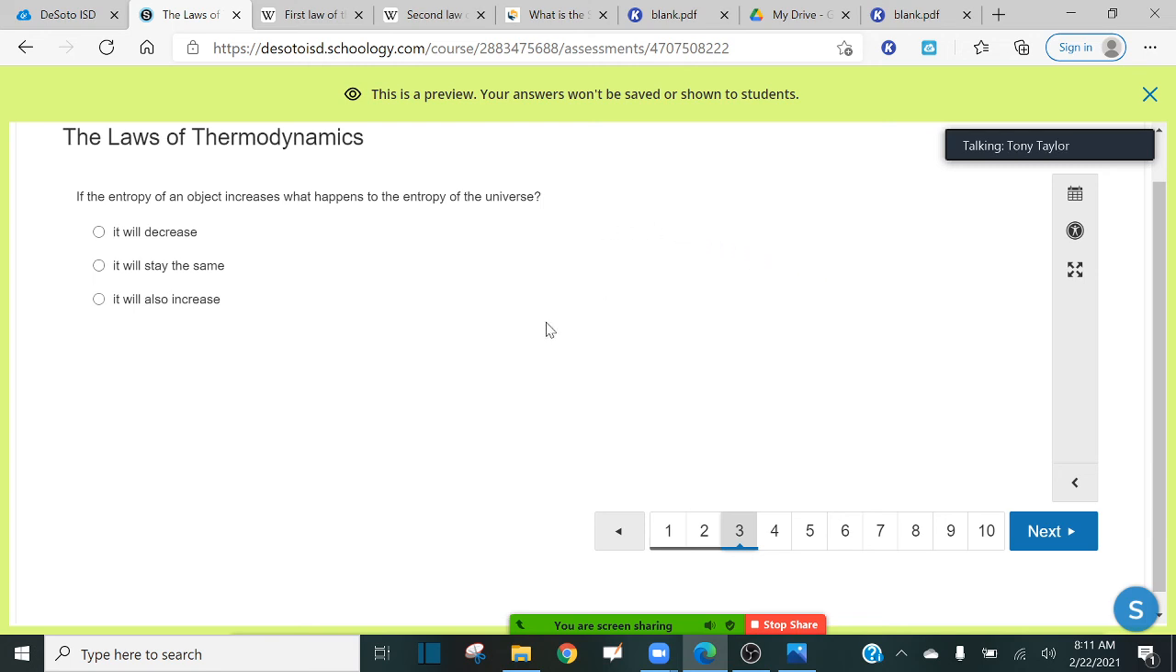What about this one right here? It says if the entropy of an object increases, what happens to the entropy of the universe? Okay, so he just stated in that video that the entropy of the universe tends to increase with time. So the entropy of the universe increases with time. That's what the law of entropy says. In other words, the universe is becoming more disordered as time progresses.